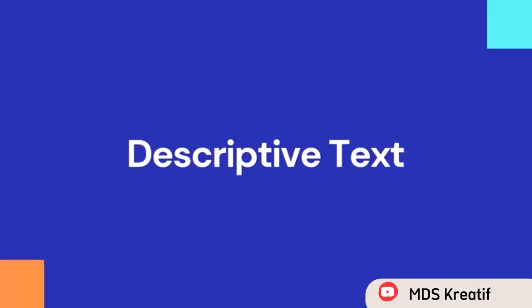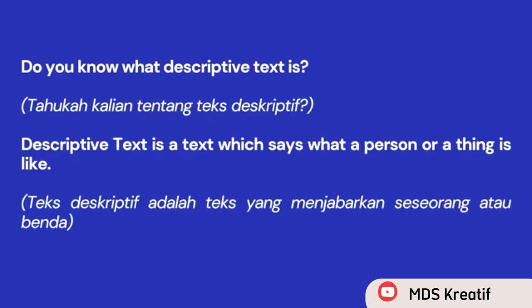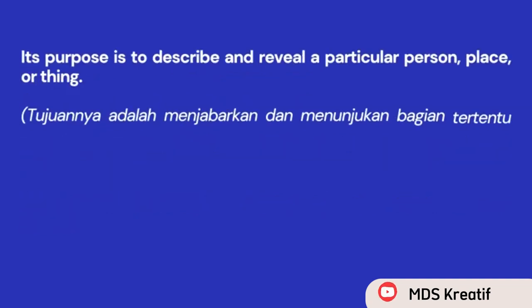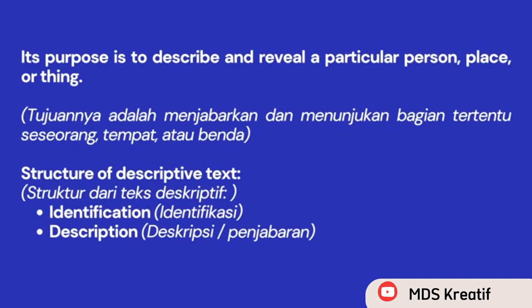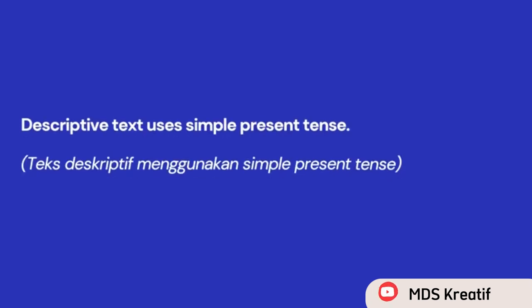Next, the last one is descriptive text. Do you know what descriptive text is? Descriptive text is a text which says what a person or a thing is like. Its purpose is to describe and reveal a particular person, place, or thing. The structure of descriptive text is identification and description. Descriptive text uses simple present tense.